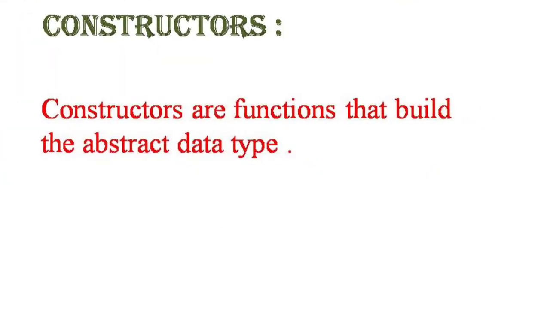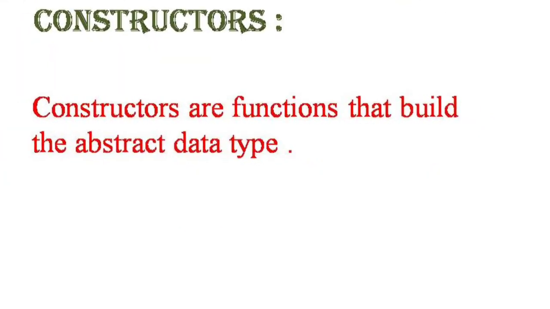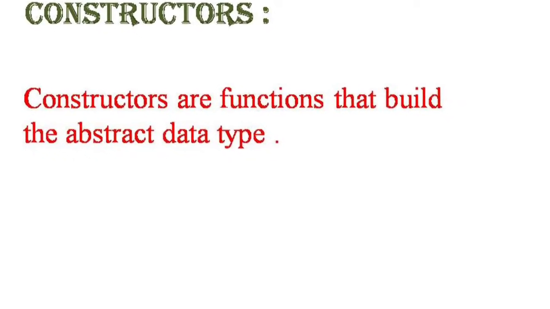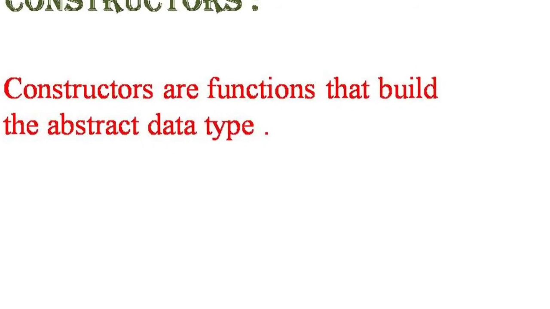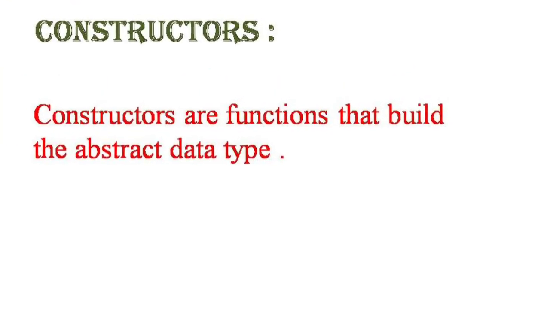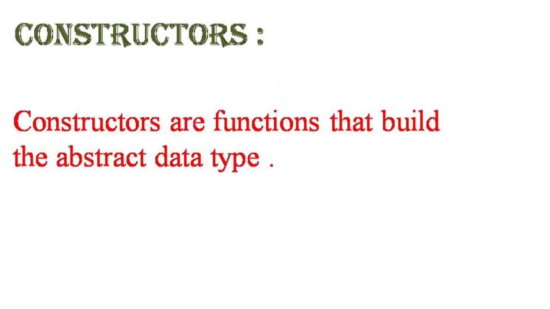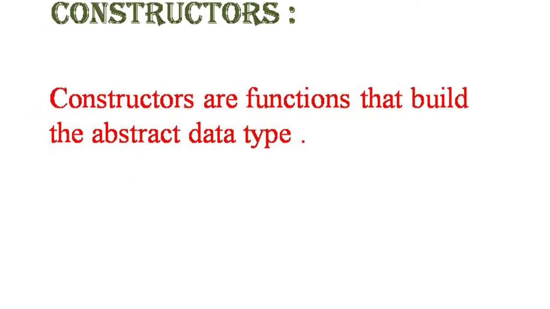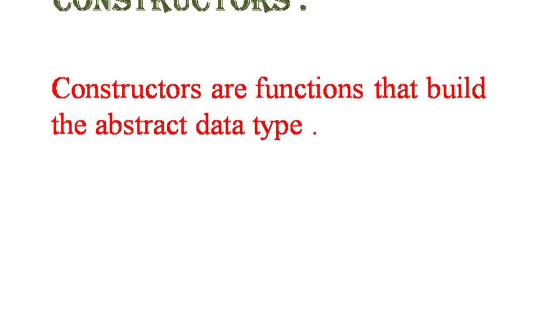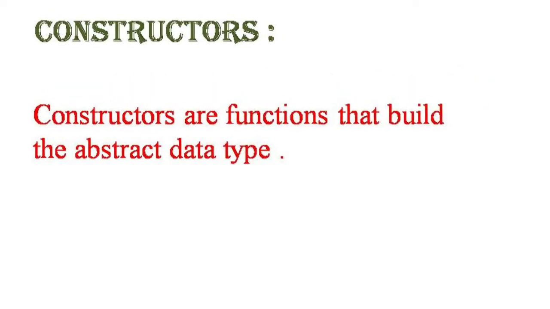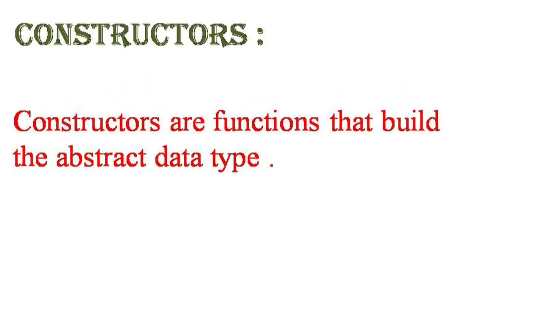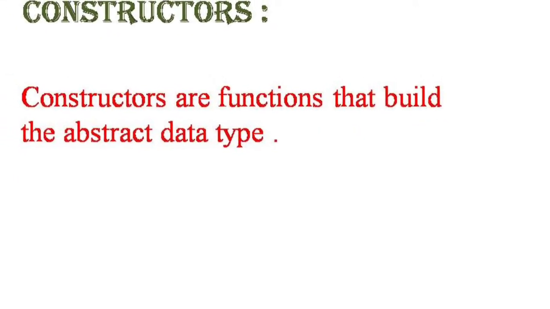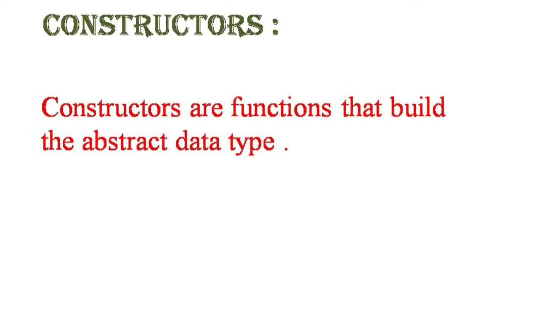To facilitate data abstraction, you need to create two types of functions: constructor and selector. Constructors are functions that build the abstract data type. A constructor creates an object, bundling together different pieces of information.